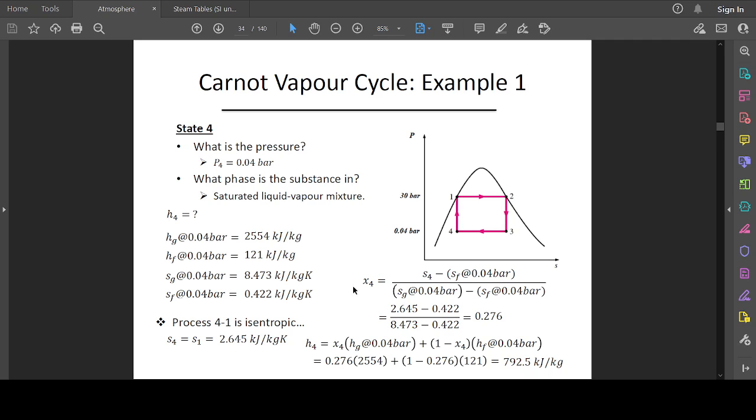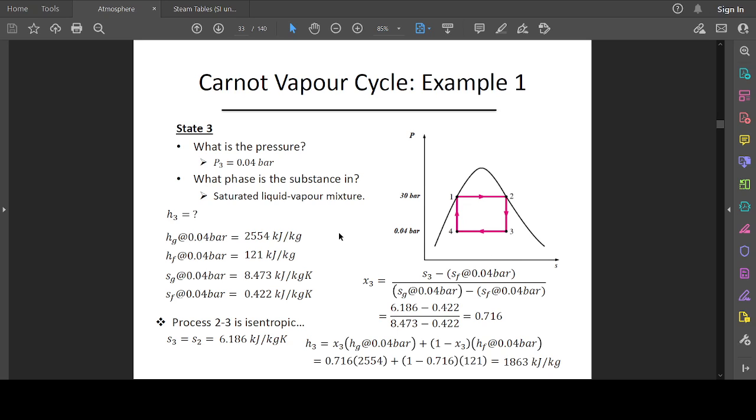So we can use the formula for finding the dryness fraction, or the quality, making it the subject of the formula. If we know the entropy at point S3, since the expansion process at the turbine is isentropic, this means that stage 2 and stage 3 have the same entropy.